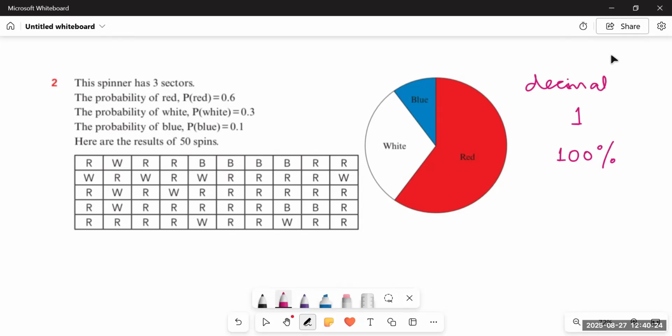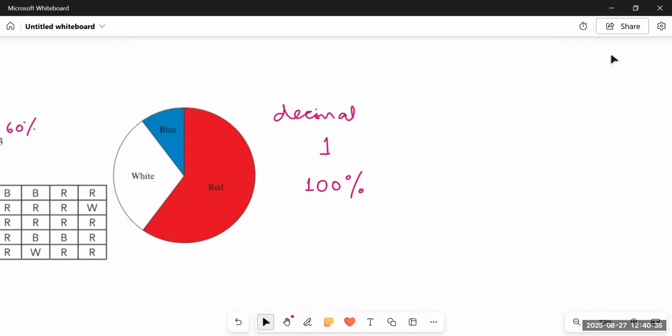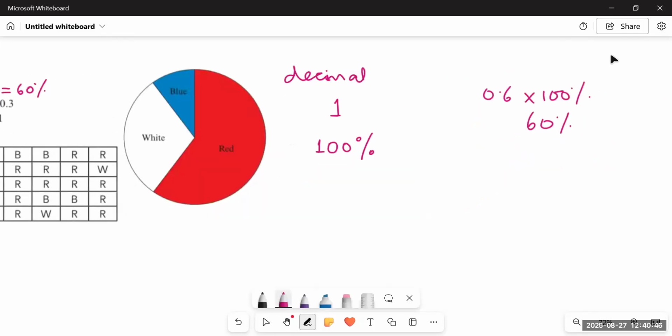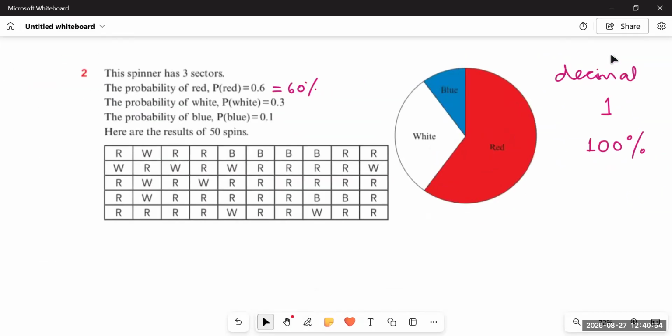The probability of red is 0.6. We can say that it's 60%. How do we calculate it? Just multiply 0.6 by 100 upon 100, or you can simply multiply 0.6 by 100%. So it becomes 60%. It means the probability of red is 60% and that of white is 0.3, that is 30%. And that of blue is obviously 0.1, 10%. So these are the probabilities, 60, 30, and 10.